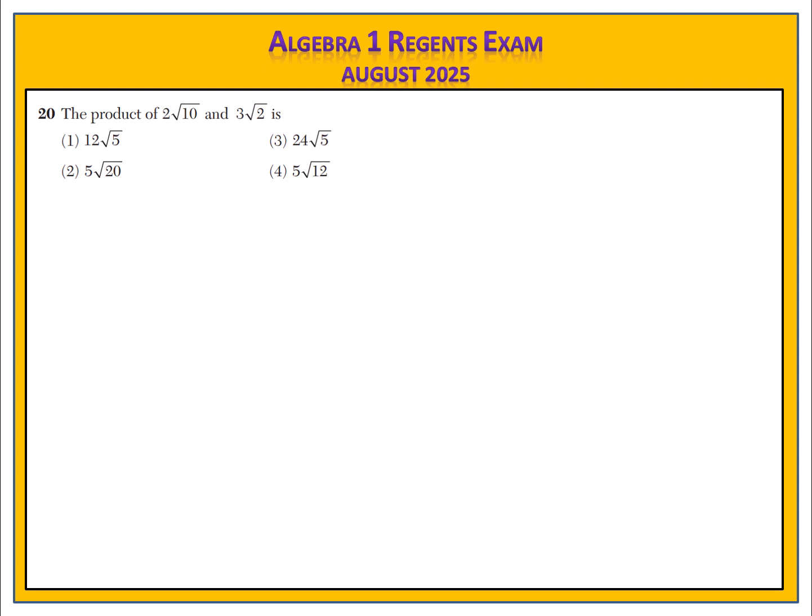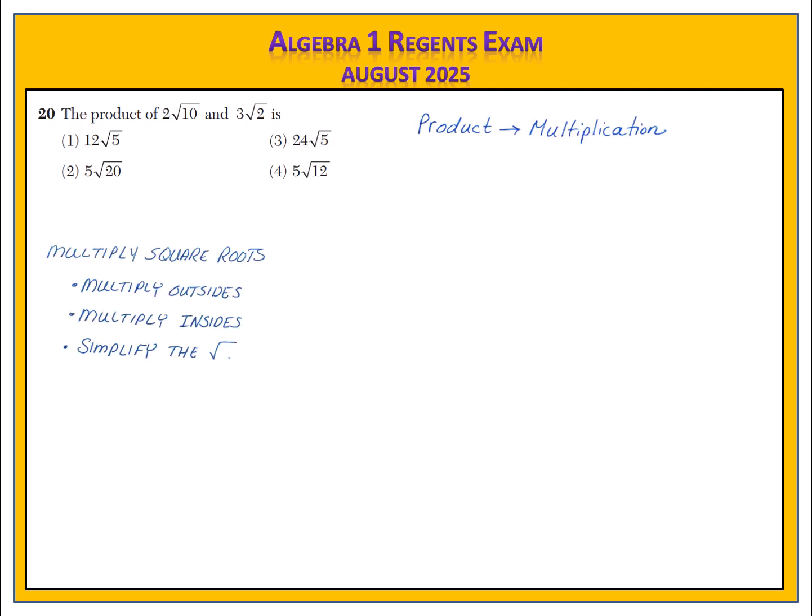Problem number 20. The product of 2 square roots of 10 and 3 square roots of 2 is which of the following? A couple of ideas for this. First, remember that product means multiplication. So we are multiplying 2 square roots of 10 and 3 square roots of 2. When we multiply the outsides, which are called the coefficients, we multiply the insides, which are called the radicands, and then we simplify the square root.